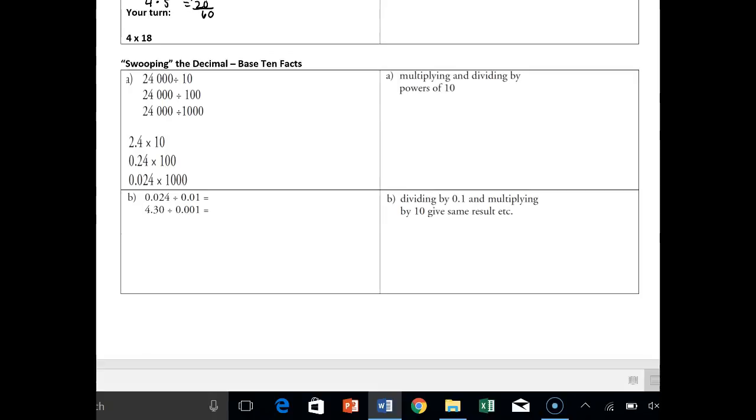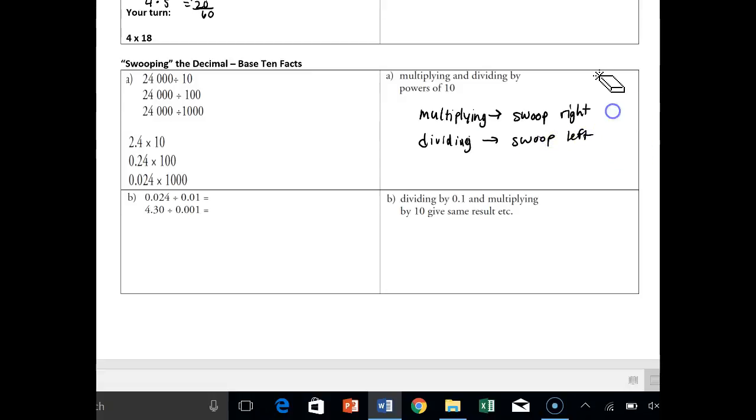Swooping the decimal with base 10 facts. We've been doing this all week. We haven't been doing dividing. So for multiplying, you're going to swoop right. You're going to make the number bigger by how many decimals you have. And then for dividing, you swoop left, make the number smaller, right?